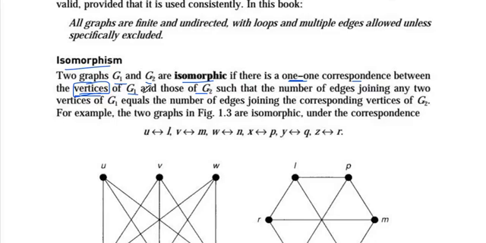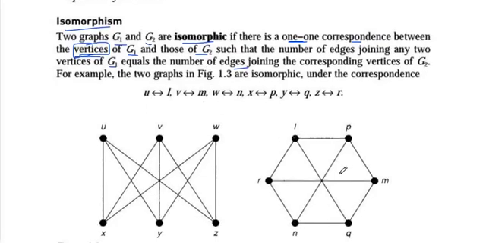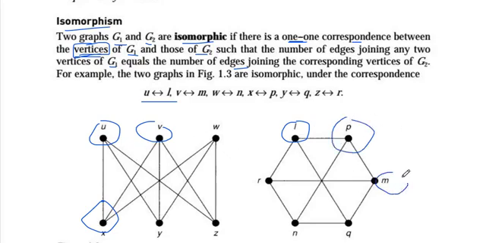It is between the vertices of G1 and G2, such that the number of edges joining any two vertices of G1 equals the number of edges joining the corresponding vertices of G2. So these two graphs in the figure are isomorphic under the corresponding of U and I, then X and P, V and M, then Y and Q, W and N, Z and R.